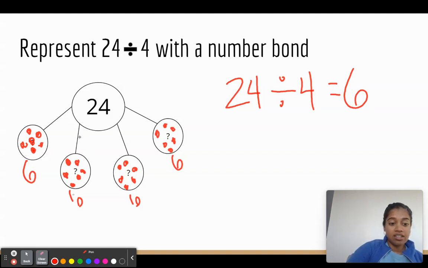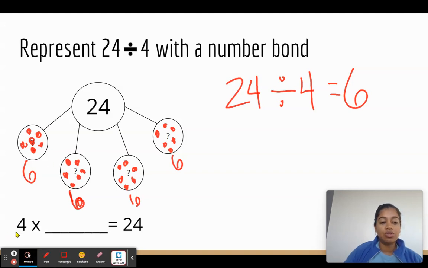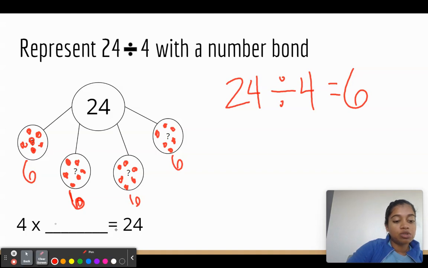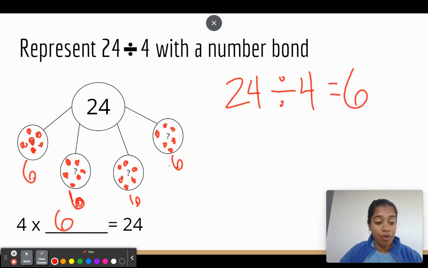Another way that I can use this number bond is with multiplication. So I have 4 groups times something is going to equal 24. So I'm combining 4 equal groups, and we found out those 4 equal groups are equal groups of 6. So if I were to take 6 plus 6 plus 6 plus 6, that would give me 24, or 4 times 6, which equals 24. So we can use a number bond to represent division or multiplication.